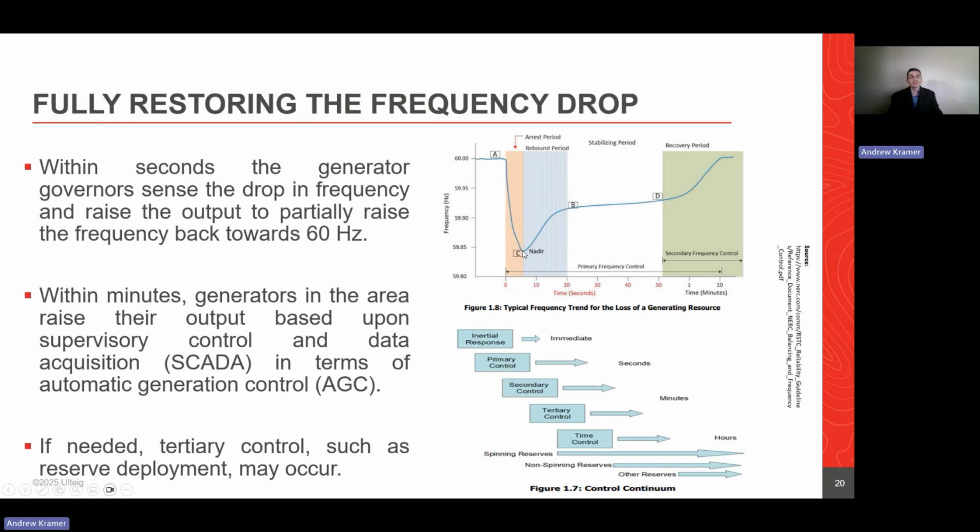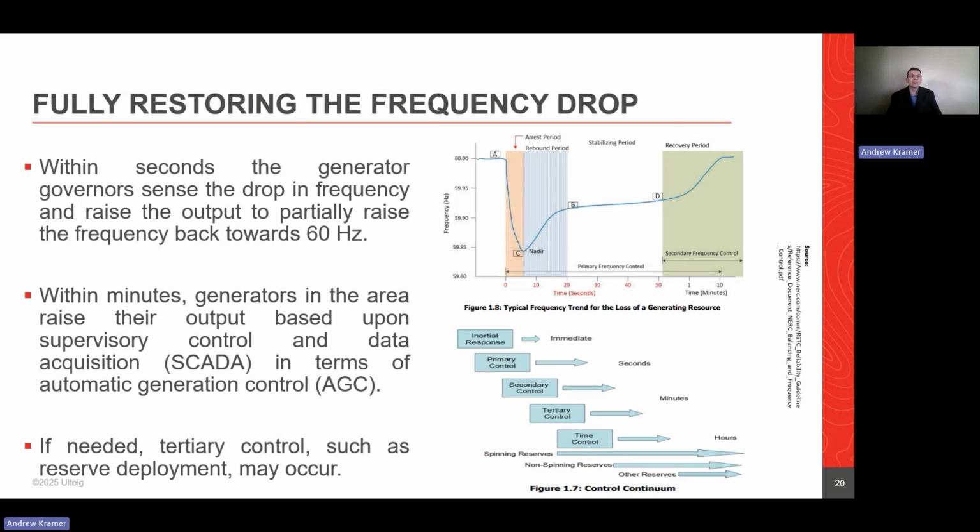Okay, so again, we can think of this. The generators first stop the bleeding, you might say, if you think of an open wound, and then they try to partially throw some quick bandages on it. That's the generator governor saying, hey, we've got a problem. But it's not enough because the control mechanism for the governors isn't intelligent enough to tell how all of them should work together. This goes into the fact that within minutes, generators in the area raise their output based upon the supervisory control and data acquisition systems, also known as SCADA, in terms of automatic generation control, known as AGC.